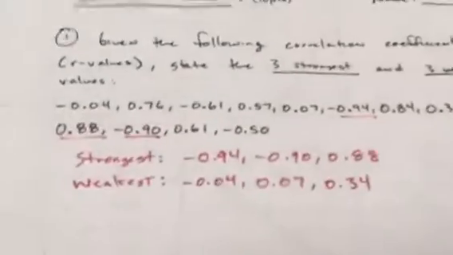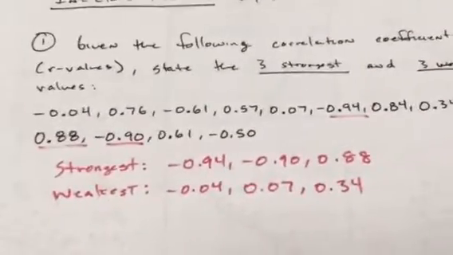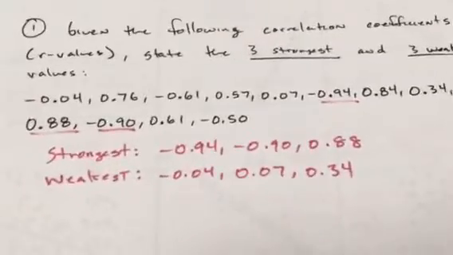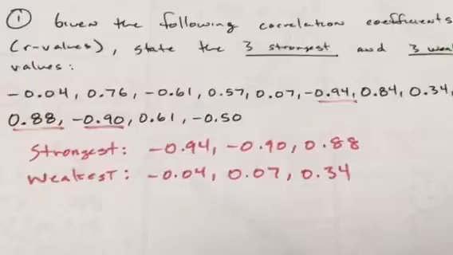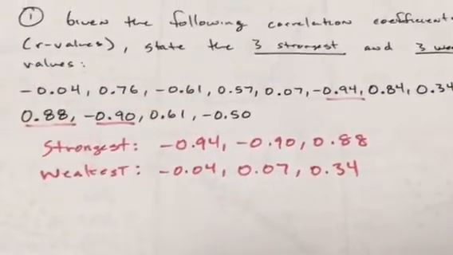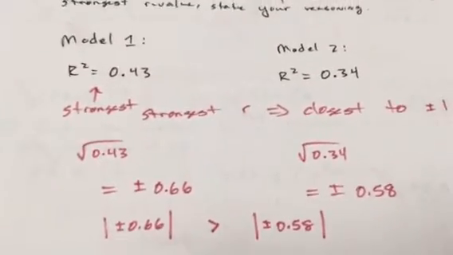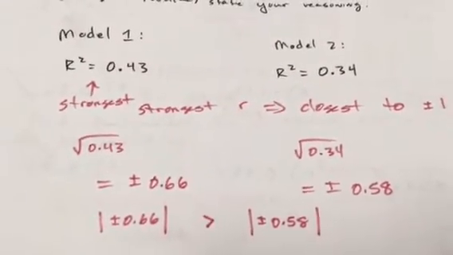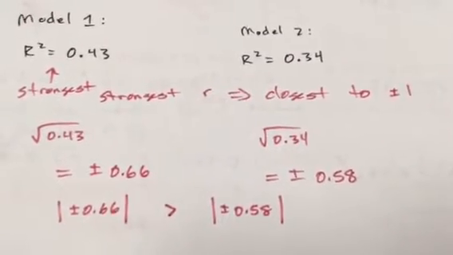All right, and then lastly, what you're doing on Thursday in class: given the following 3 correlation coefficients, state the 3 strongest and 3 weakest values. Strongest is the absolute value closest to 1. Weakest is the absolute value closest to 0. On this one, you take the square root. Now, it's either plus or minus. So the first one, plus or minus 0.66, plus or minus 0.58.